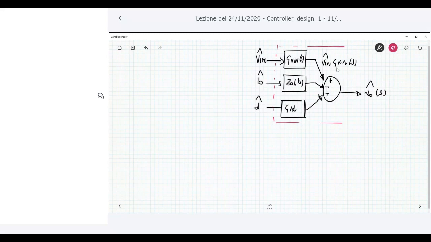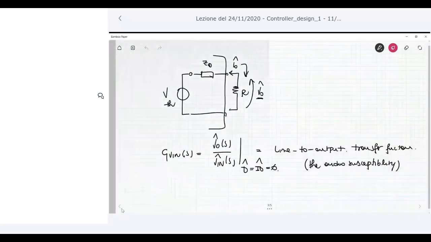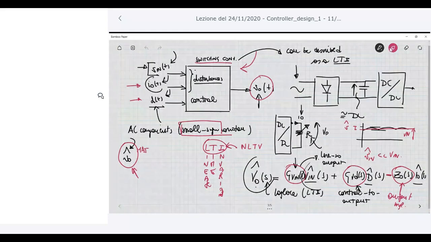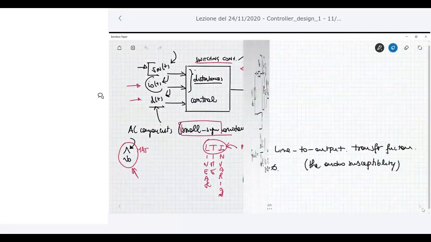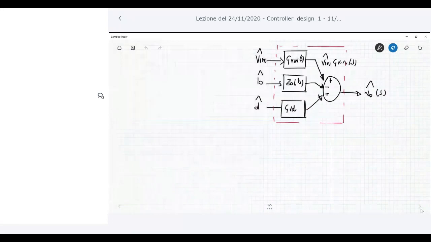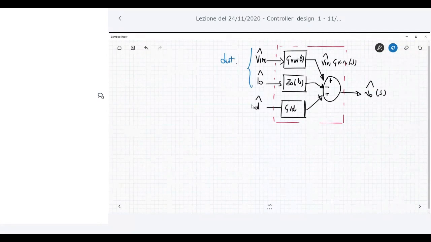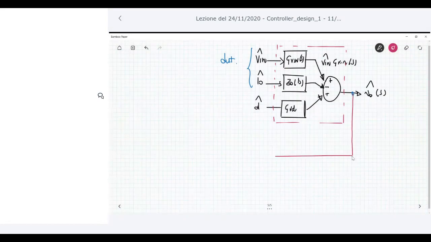No more the buck. Now we can generalize this description. This is just a graphical representation of what I write here, the superposition Laplace expression that gives us the output voltage variation in terms of variation of disturbances and the control signal. Then we have that the output voltage, and this is the control block, is sensed.